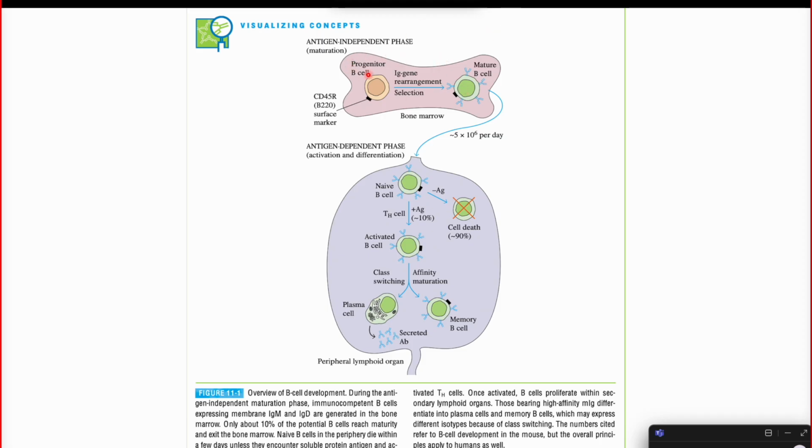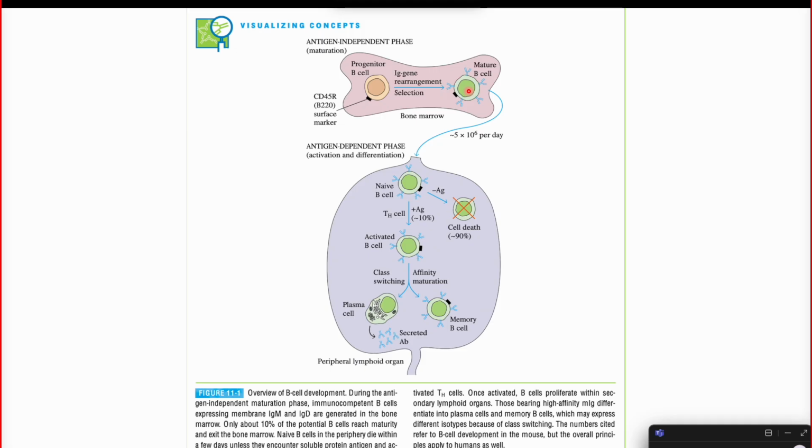If we look here, this is the bone marrow. There is no antigen in the bone marrow. So these are naive cells or pre-cells, say. They are not yet mature. Once the progenitor B cell is there, it will undergo heavy chain rearrangement, right? And multiple rearrangements will happen for the receptor, and then it will be a mature B cell.